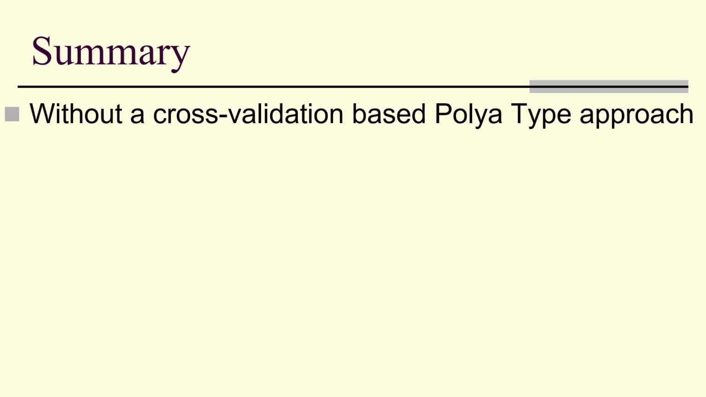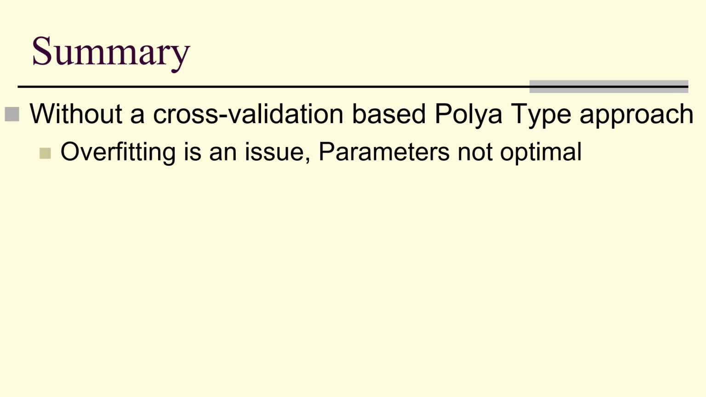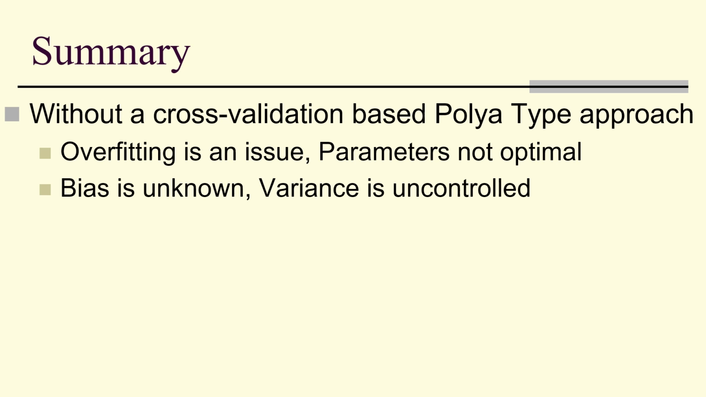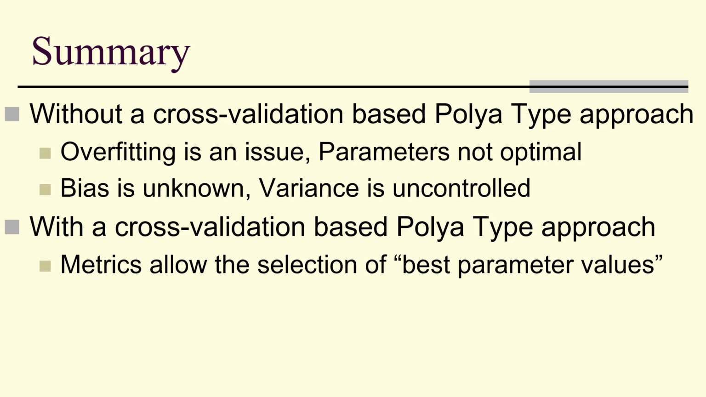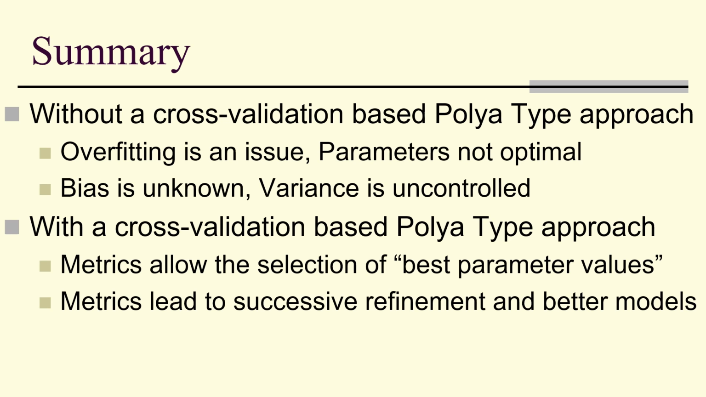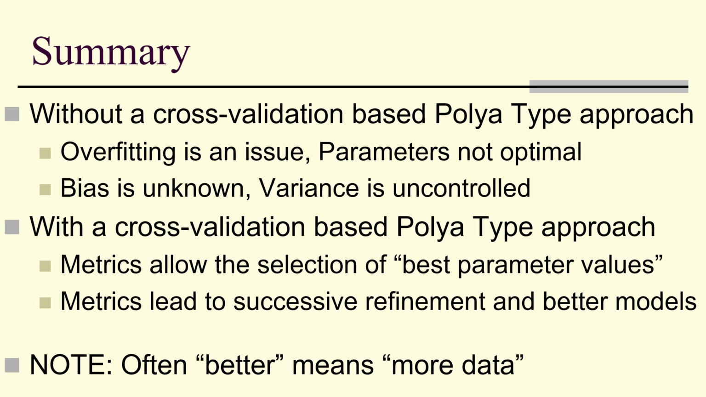In summary, without a cross-validation based a posteriori type approach, overfitting is an issue, parameters wouldn't be optimal, bias is unknown, and variance is out of control. But when we use cross-validation and an a posteriori type problem-solving approach, metrics can be used to select the best parameter values, and we can do successive refinement and get better and better models. And often better means more data.